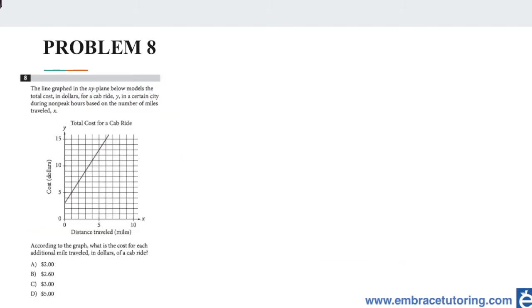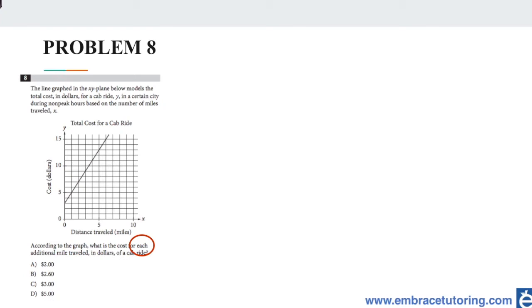Now, question number 8 says, the line graphed in the xy plane below models the total cost in dollars for a cab ride y in a certain city during non-peak hours based on the number of miles traveled x. I quickly notice this is a linear line. I also notice that it's starting at a distance of 0. I have cost in dollars in y and distance traveled in miles in x. Going down to the problem, it says, according to the graph, what is the cost for each additional mile traveled in dollars of a cab ride?